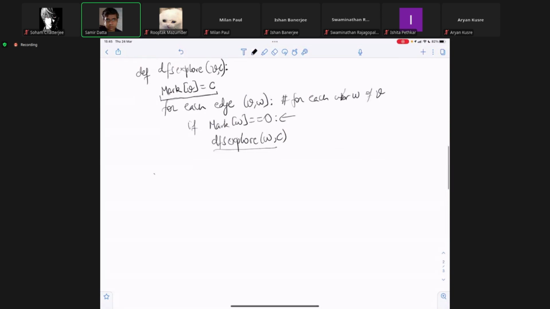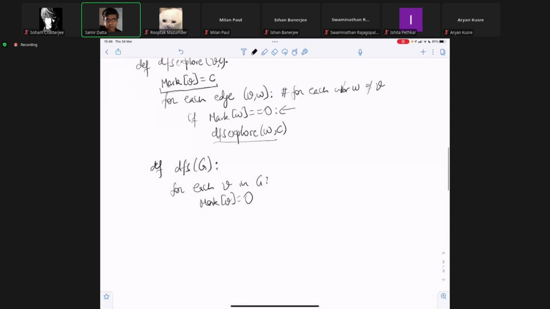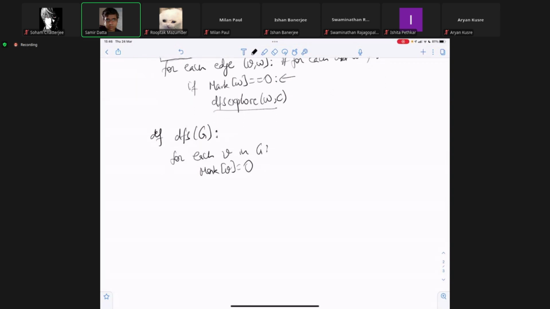So you would define DFS G, in which you do the initialization and everything. So for each V in G, mark V equal to 0, and you also initialize component equal to 0, which means that you are in the 0th component currently. There's no component you've seen. And now you write a while true.